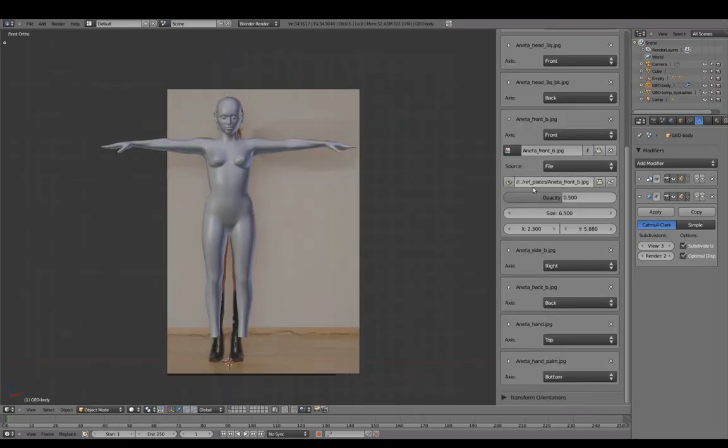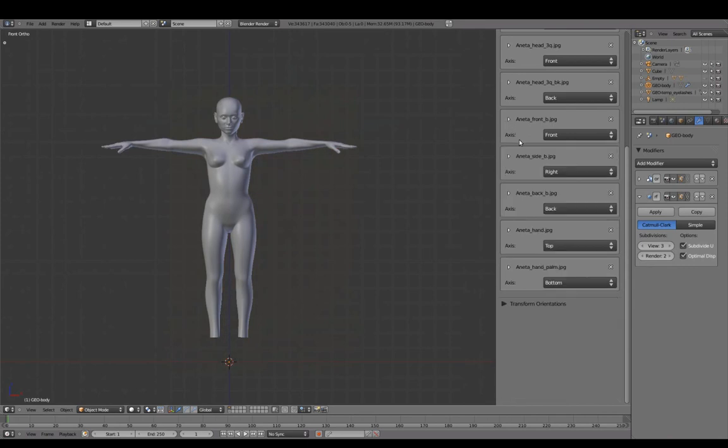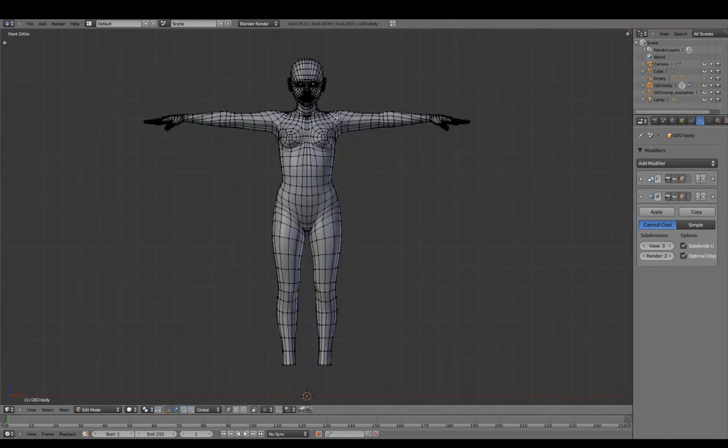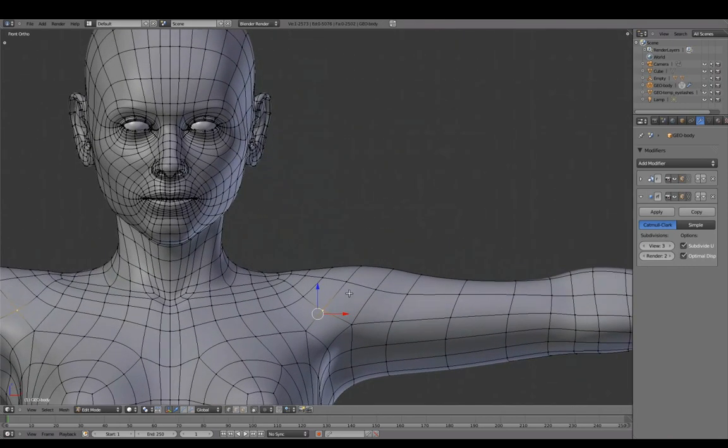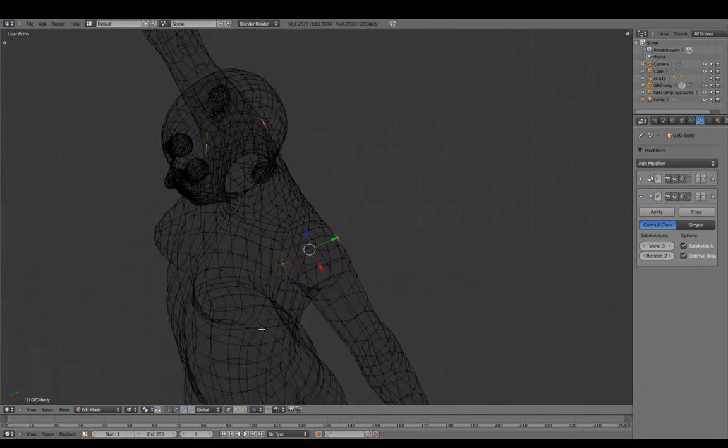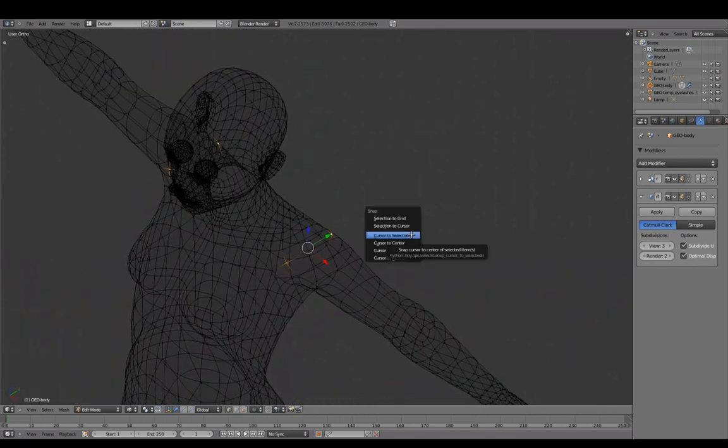Default pose for the arms will depend on production requirements. We modeled the arms in standard T-pose, and now we'll readjust them to rest at about a 45-degree angle. Snap cursor to selected.